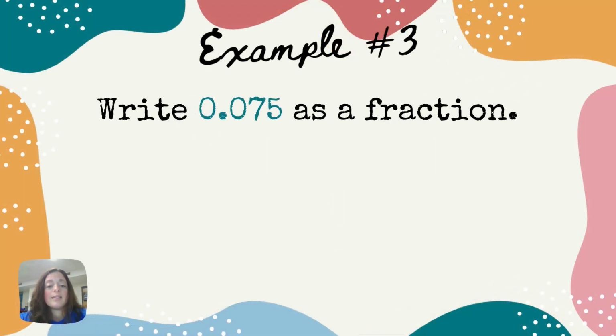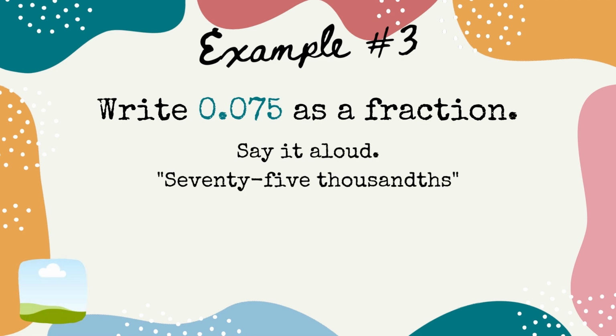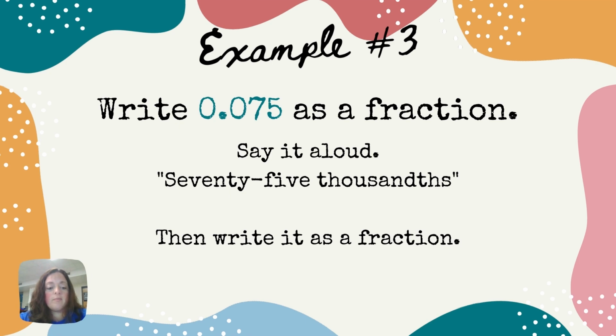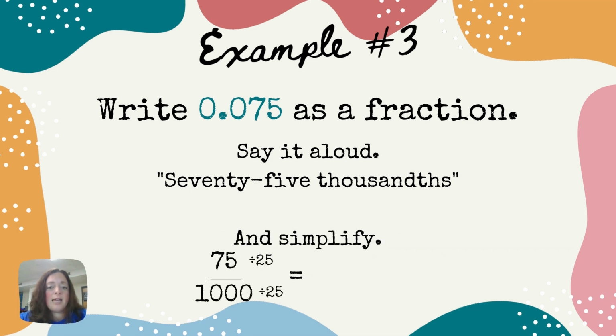Example number 3, write 0.075 as a fraction. Say it out loud correctly, 75 thousandths. And now write it as a fraction, 75 over 1,000. But both of those numbers can be divided by 5 and also by 25. So let's simplify. Divide both the top and bottom by 25. 75 divided by 25 is 3. And 1,000 divided by 25 is 40. That gives us the fraction 3/40. So 0.075 or 75 thousandths is equal to 3/40 as a fraction.